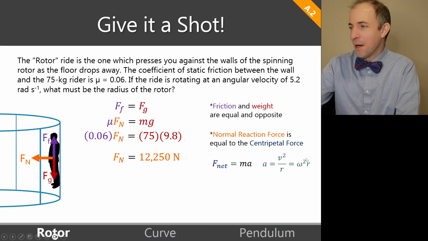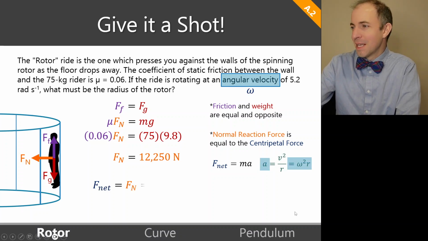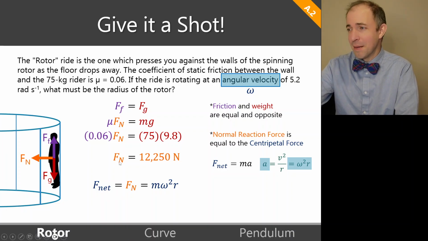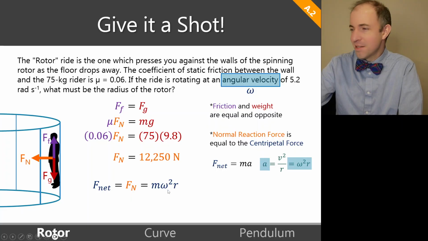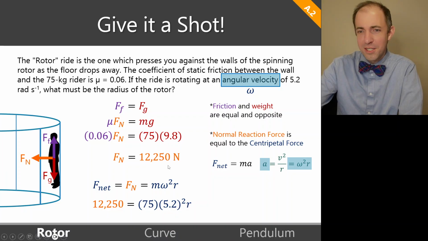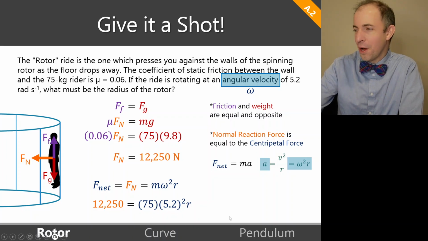I'm going to use the omega version and basically say the net force, this is the same as the normal force because it's the only force that doesn't cancel, is equal to mass times the angular velocity squared times the radius. I plug in the things that I know. The normal force I had already calculated. The mass is given. The angular velocity is given. The only thing I don't know is r.